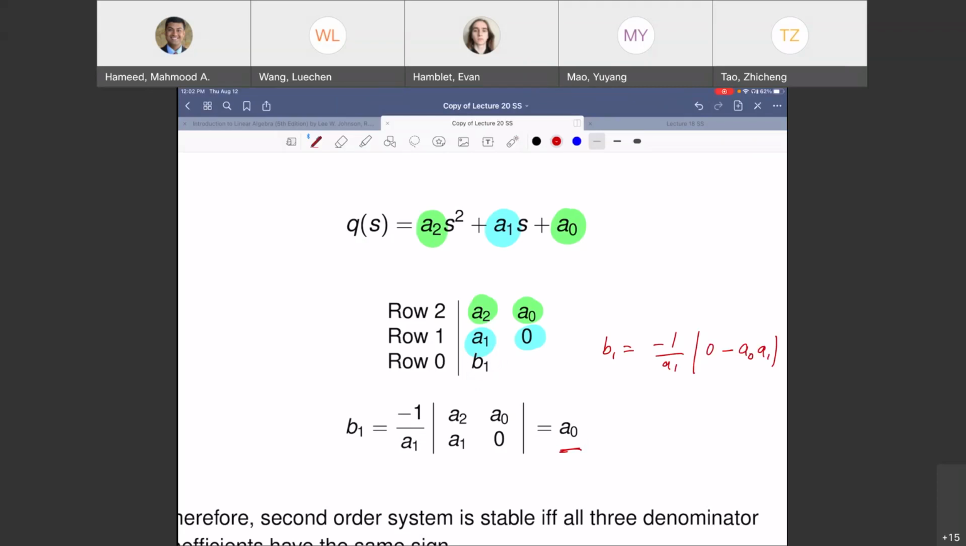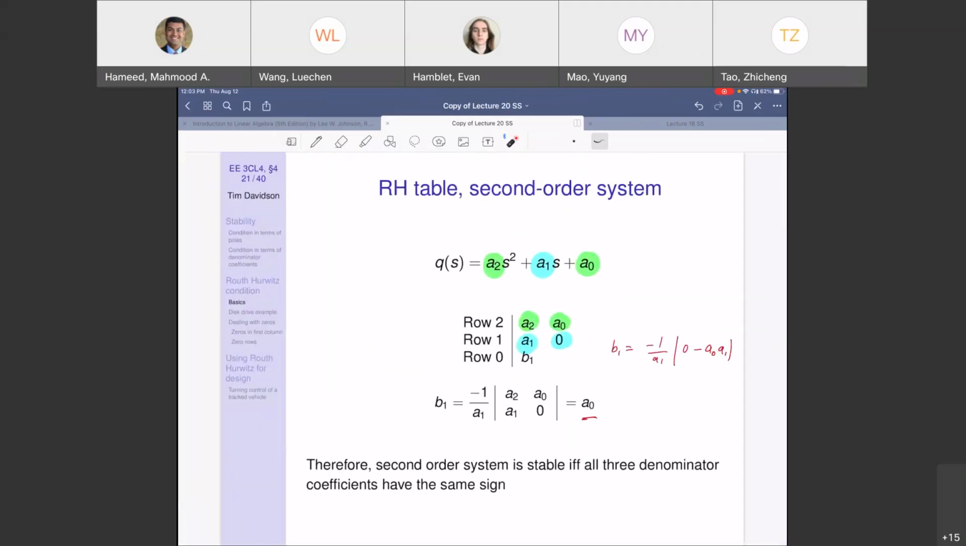So B1 is A0. So you see, each of them has to be greater than 0: A2 has to be greater than 0, A1 has to be greater than 0, A0 has to be greater than 0. Then there is no sign change in the first column. So stability if all three denominator coefficients have the same sign. If it is all positive, that works. If it is all negative, you just multiply by -1. You try to set your A2 to be greater than 0. Questions about this example?